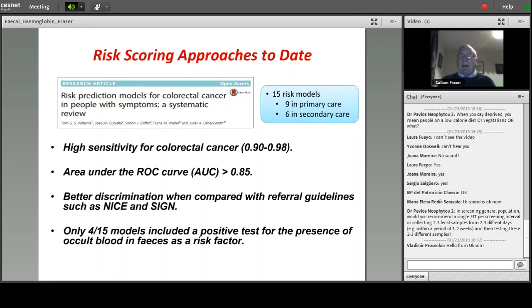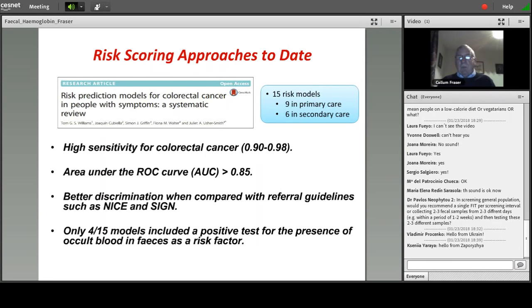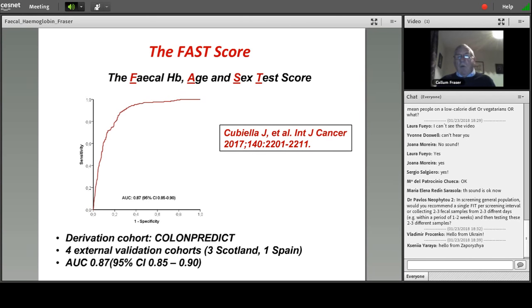Now, we talked about risk scoring earlier on in screening, and there's a great deal of interest in risk scoring. In the assessment of the symptomatic, there are a number of models which have been published, and this is a very good review of them, which shows that they all have high sensitivity for colorectal cancer. They have high areas under the ROC curves. They have much better discrimination when compared to NICE and SIGN guidelines alone, but only a few of these models at this stage include a positive FIT result in the multivariate analysis.